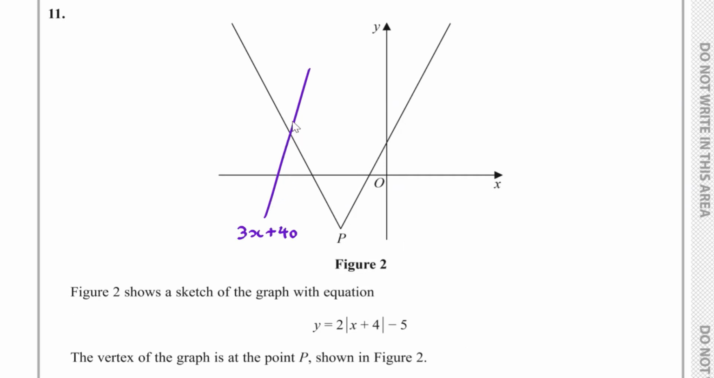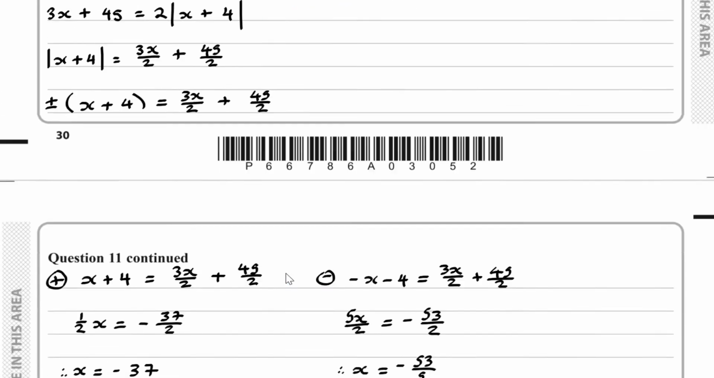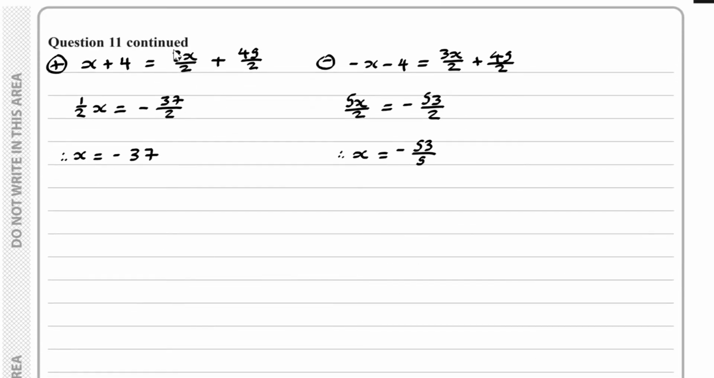Now of course this will continue up to the y-axis at the point y equals 40, but what I'm hoping you recognize is here we have our solution of x equals minus 53 over 5. So here we have x equals minus 53 over 5, and therefore our solution, our only solution, is x equals minus 53 over 5. So this is the only solution.